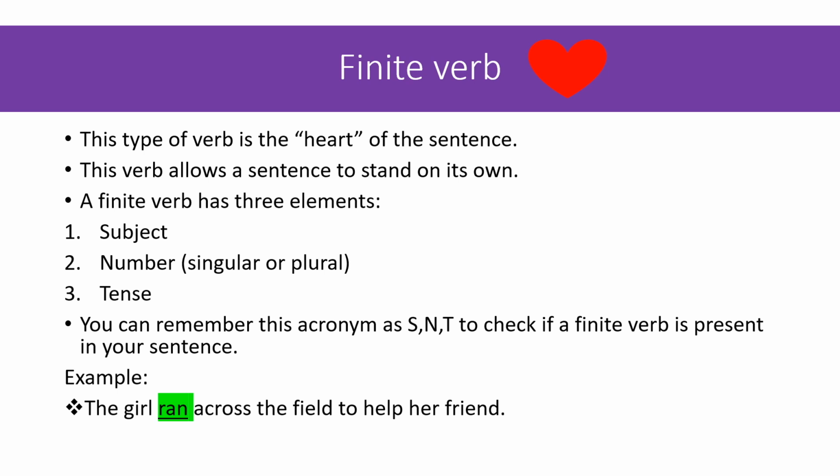So let's look at this sentence over here. What is the subject? The girl. So we already have a subject. What is the number? Is the girl singular or is it plural? It's singular. And what's the tense? It's in past tense because the girl ran across the field. So by using this checklist of SNT, we can find out that the girl ran, or ran, is the finite verb. Let's have a look at more examples on the next slide.